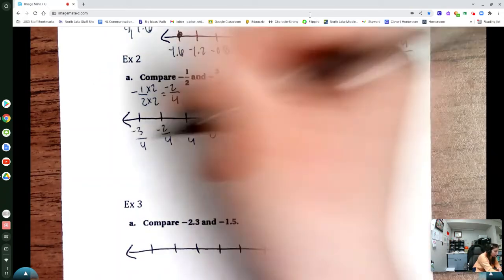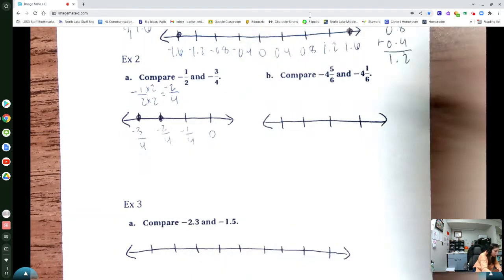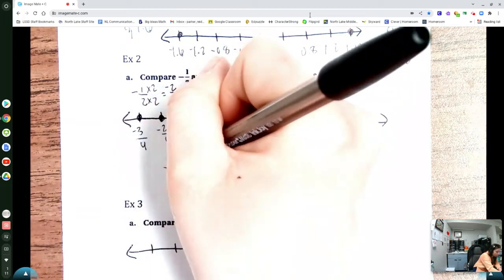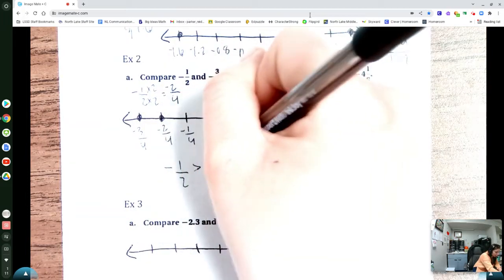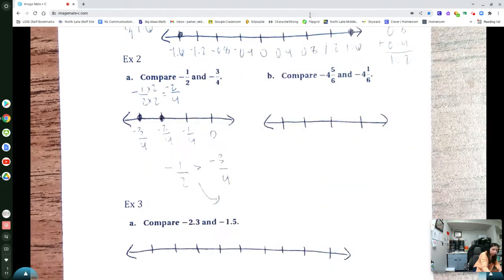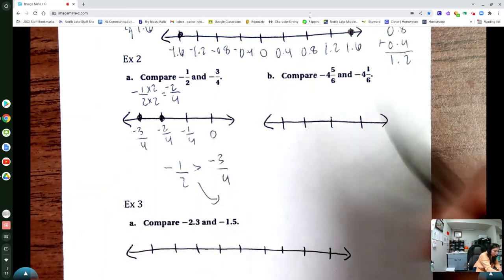So now I can graph my two numbers, negative 3/4 and negative 2/4, and which is greater? Well, negative 2/4, negative 1/2, is greater than negative 3/4 because it is further to the right on my number line. So negative 1/2, negative 2/4, is greater than negative 3/4.